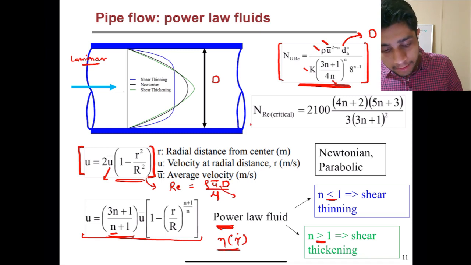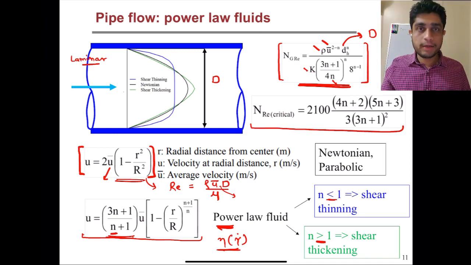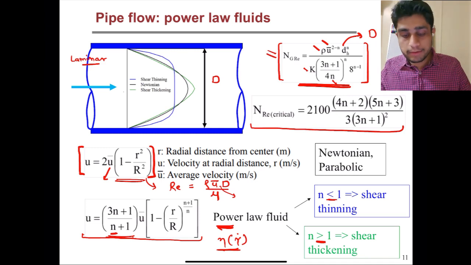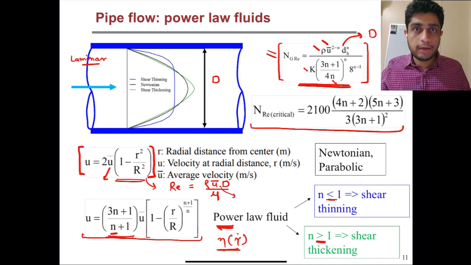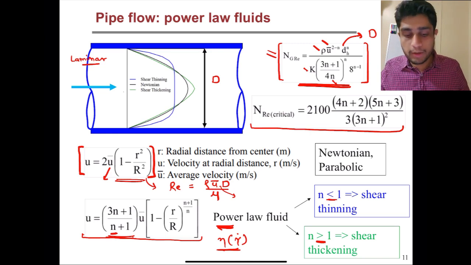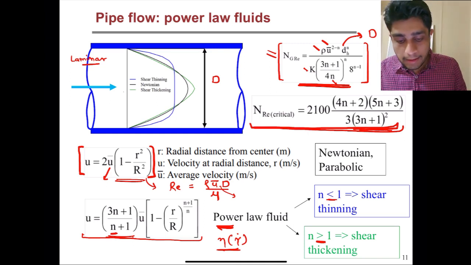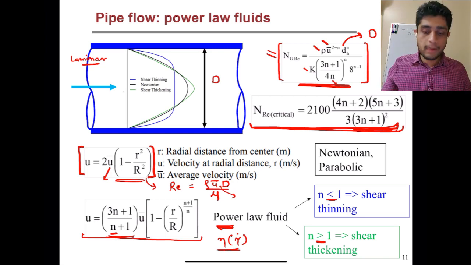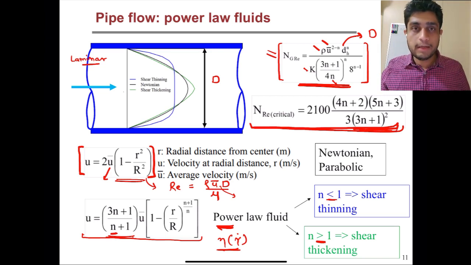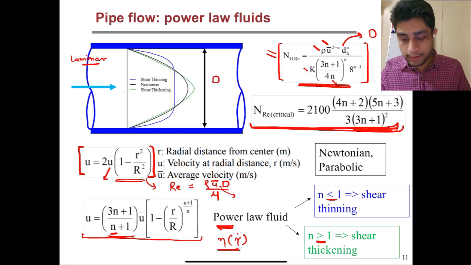And we can also similarly come up with a criterion on the Reynolds number for a power law fluid, so that we can identify whether the flow is laminar or turbulent. And that criterion again depends on the power law index N, in the way shown here. So depending on whether N is smaller than 1 or larger than 1, your critical Reynolds number for transition will be smaller than that for a Newtonian fluid, or larger than that for a Newtonian fluid.